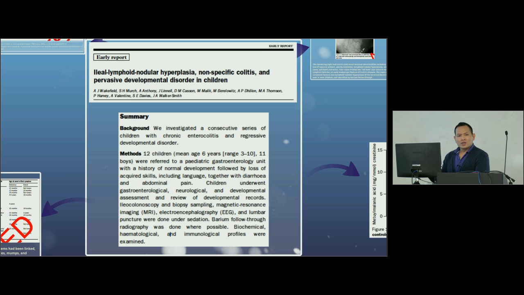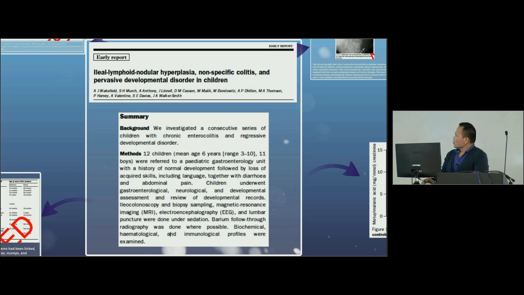We're going to go through the methodology, the results, the conclusion they make, and how that has impacted our notion of this idea. So in the methodology, they have 12 children. The mean age is 6 years of age. They range from 3 years old to 10 years old. There's a total of 11 boys. So when you look at autism, it tends to favor boys over girls. So there are a lot of boys that have the disorder.